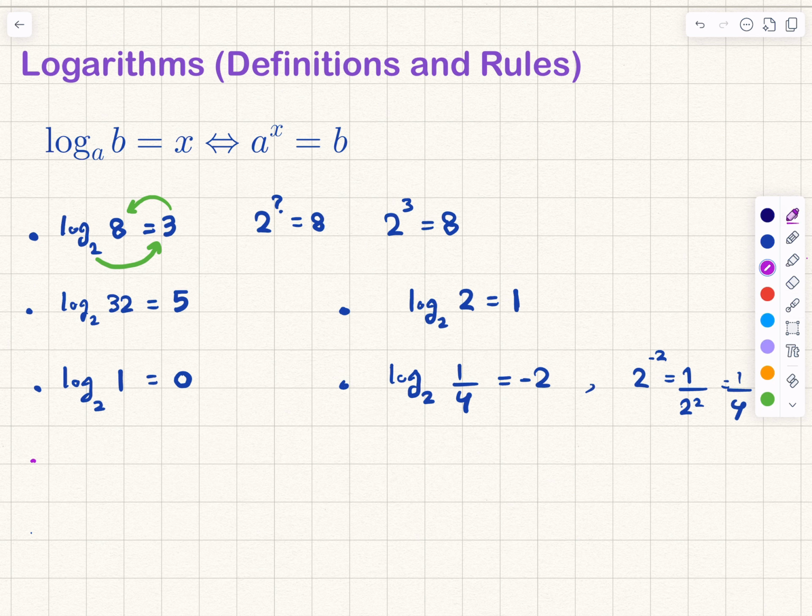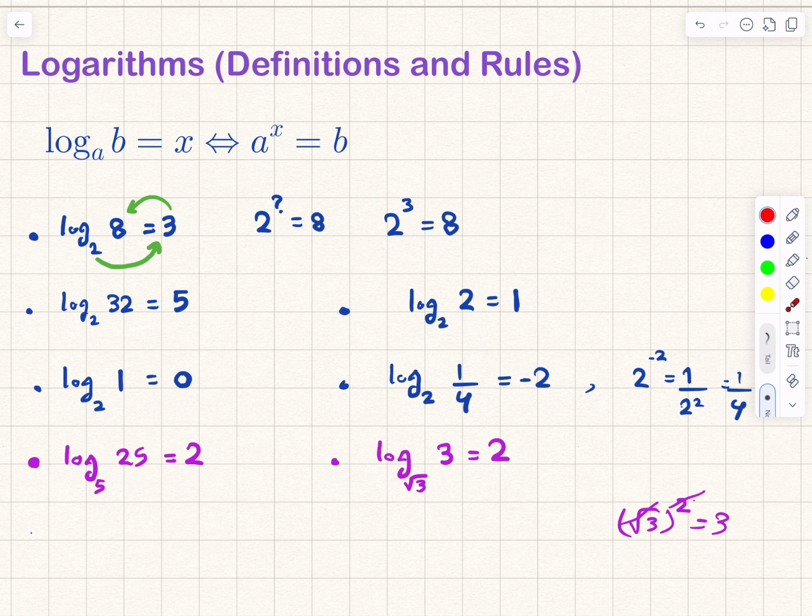Now let's have examples with different bases. Log base 5 of 25, let's say. Here the answer will be 2, because 5 to the power of 2 will be 25. Last example here, log base square root of 3 of 3. So here now, square root of 3 to the power of what will become 3? Here, you know that when we raise square root of 3 to the power of 2, it will be 3, because the 2 and the square root cancel. So the power will be 2 and the answer here is 2. Square root of 3 to the power of 2 will give you 3.